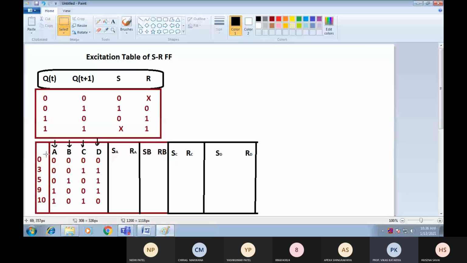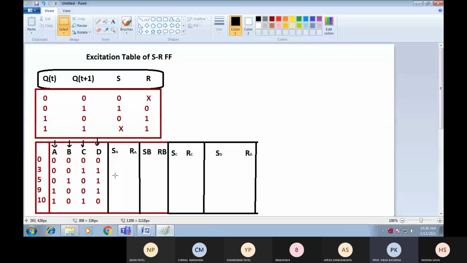राइट, सो इतना करने के बाद कि सभी इनपुट के लिए हमने एस आर फ्लिप फ्लॉप को प्रॉपर अरेंज कर दिया है। ए इनपुट के लिए एस ए आर ए, बी इनपुट के लिए एस बी आर बी, सी इनपुट के लिए एस सी आर सी, और डी इनपुट के लिए एस डी आर डी। Now, after preparing all these things, we have to arrange the values of SR flip-flop for A values.